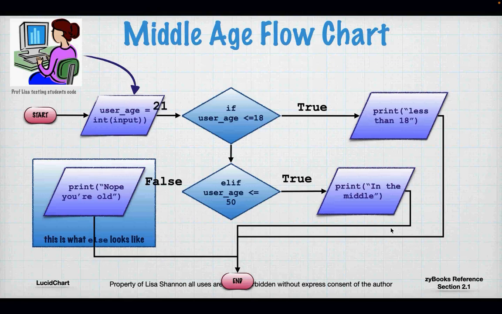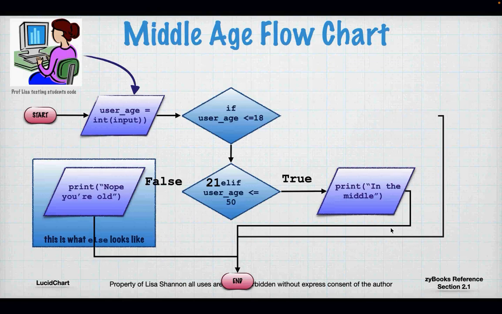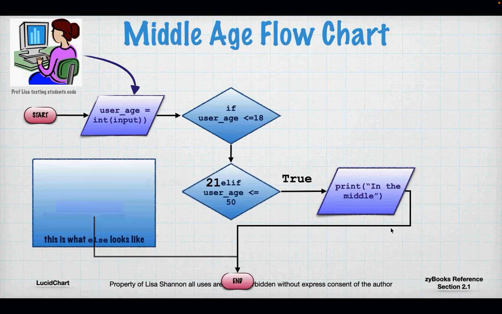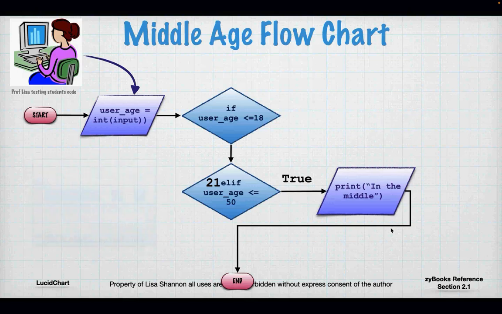I'm going to put 21. User age 21 is less than or equal to 18, that's false. So what's going to happen is I'm going to go down to this elif statement and I'm going to say user age 21 is less than 50, true or false. That is a true statement, so I'm going to print in the middle.